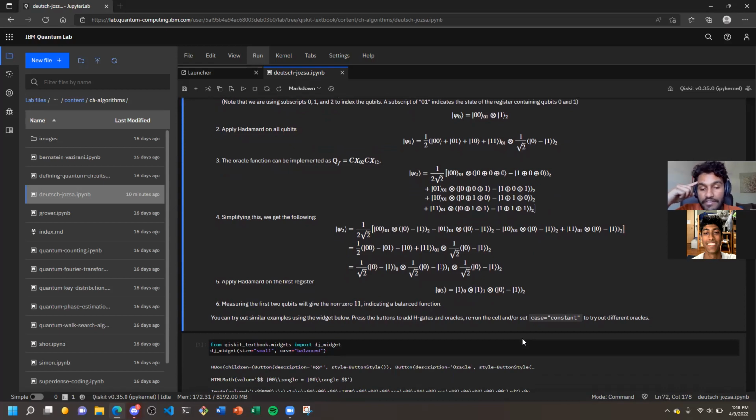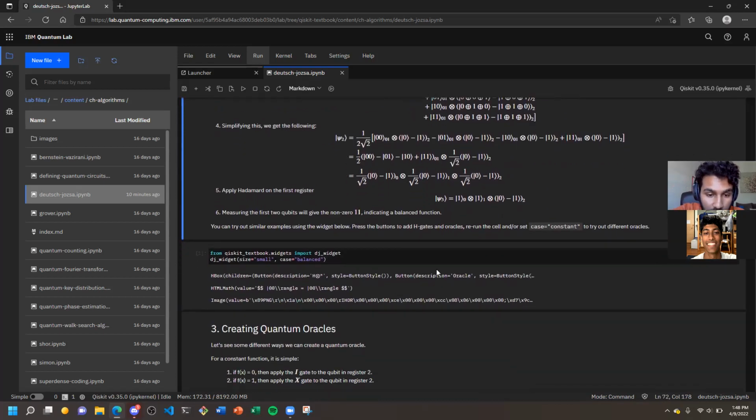Press the buttons to add H gates and oracles and rerun the cell, and or set case equals constant to try out different oracles. So if we want to try out different oracles, we can change this over here. So I think Qiskit gives us a widget to play around with this Deutsch-Jozsa oracle, and we can change the size of the oracle or the number of qubits we have, and we can also change it to either be balanced or constant. Oh, that's perfect.